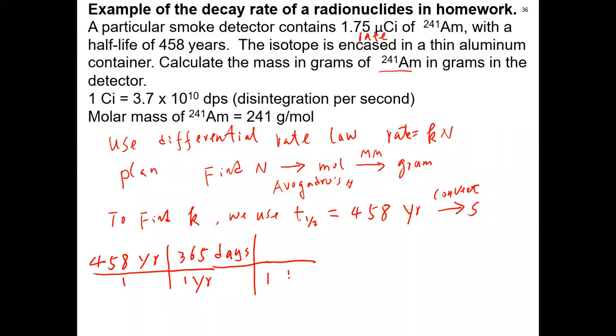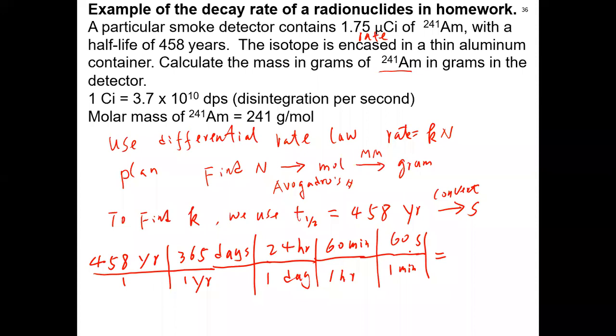And then we know 1 day is 24 hours, and then 1 hour is 60 minutes, and then 1 minute, 60 seconds. So after these few conversion fractions, we can see we cancel out all those units. Year cancels out, day cancels out, hour cancels out, minutes cancel out, and we'll get seconds. So we'll get how much in a second.